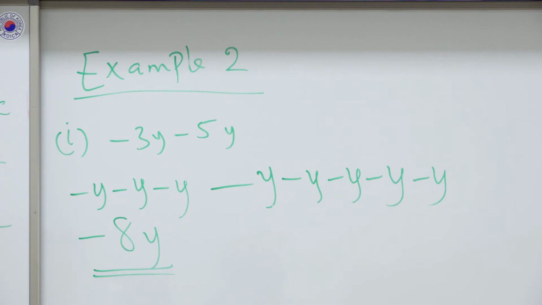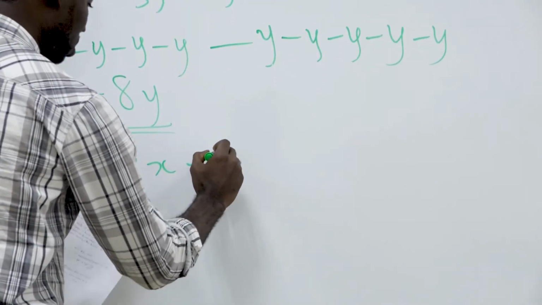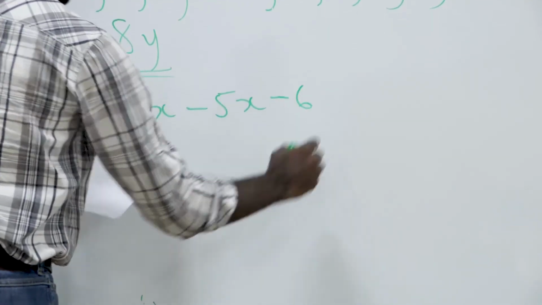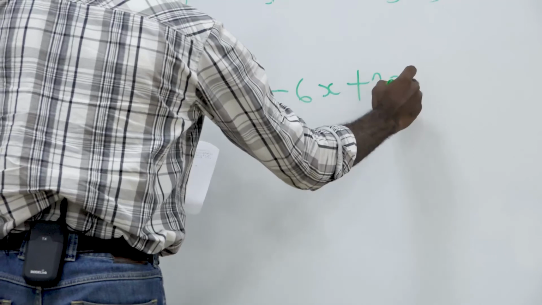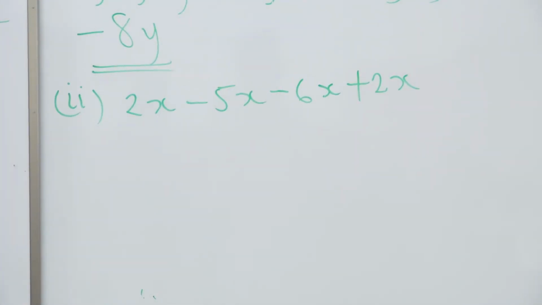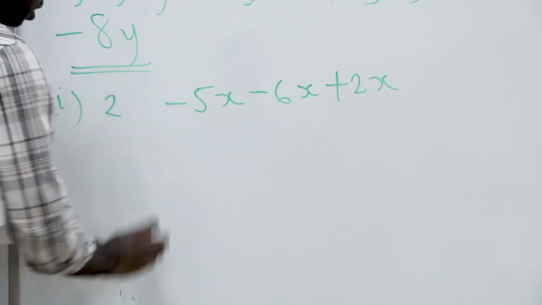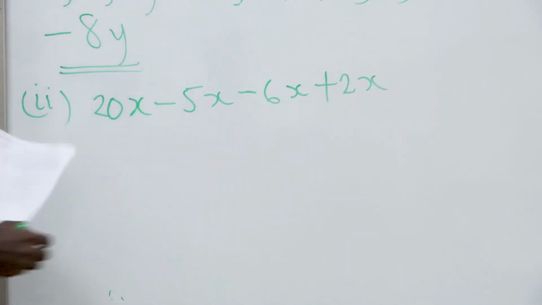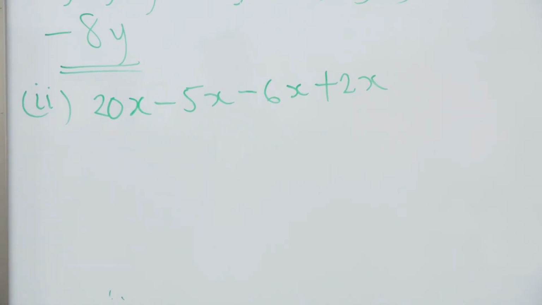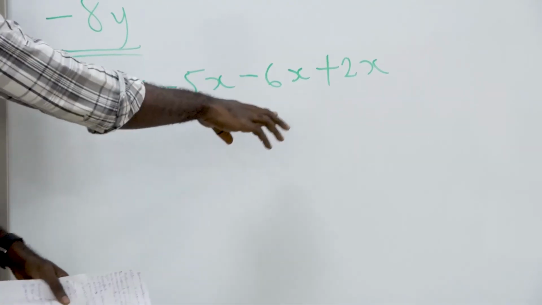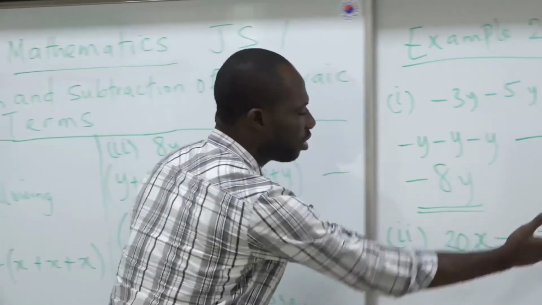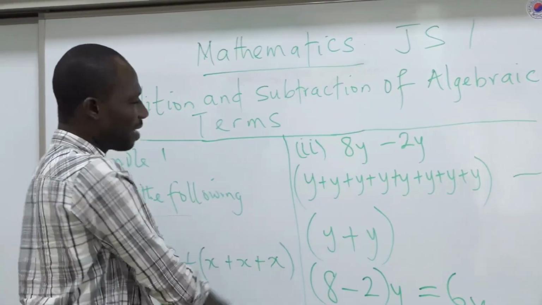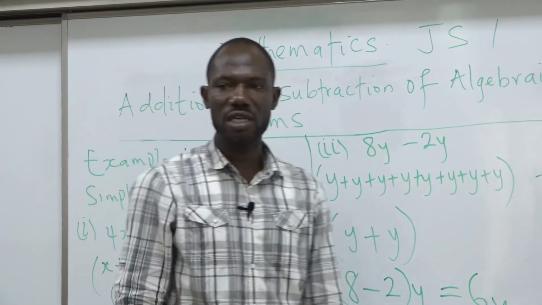So we also want to have another one. 2x minus, so in this case, let me increase this to 20, for instance. We have 20x minus 5x minus 6x plus 2x. So if we have an expression in this form, there is no point breaking it down like this and doing all this counting to avoid confusion.